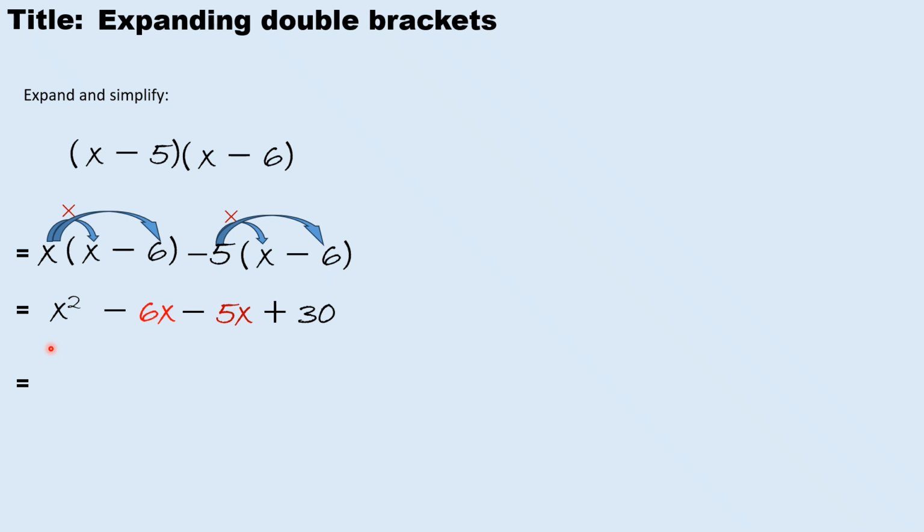So again, remember, we simplify our like terms. So this will give us negative 11x, and then add your 30. So that is your answer. It cannot be simplified any further, as these are all unlike terms.